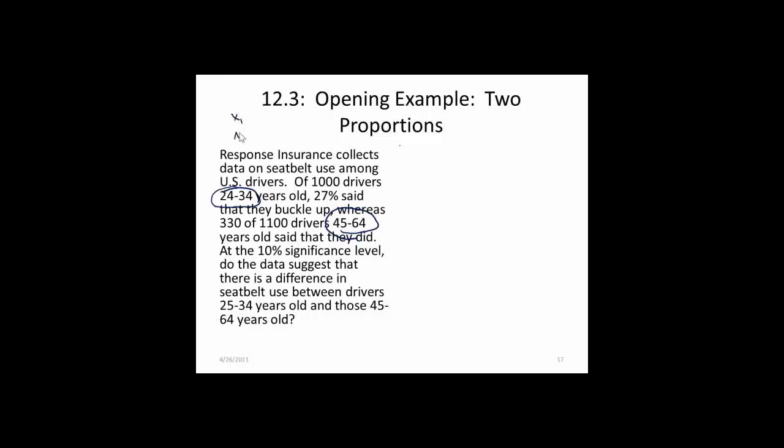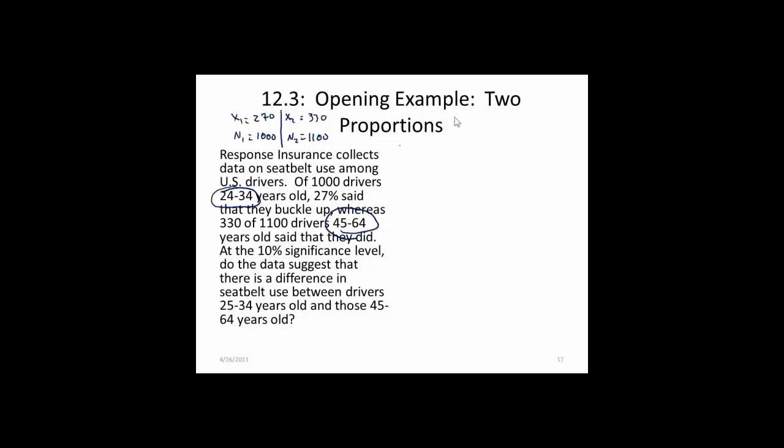So X1, N1, so we will define the first population to be the proportion of 24 to 34-year-olds. So we have 27% of the 1,000 people. So if I want to know what X1 is, I just take 0.27 times 1,000, and I think we can agree that that's going to be 270, and N1 here is going to equal the 1,000. So X2 is going to be the proportion for the 45 to 64-year-olds. So X2 is going to be 330, and N2 is going to be the 1,100.